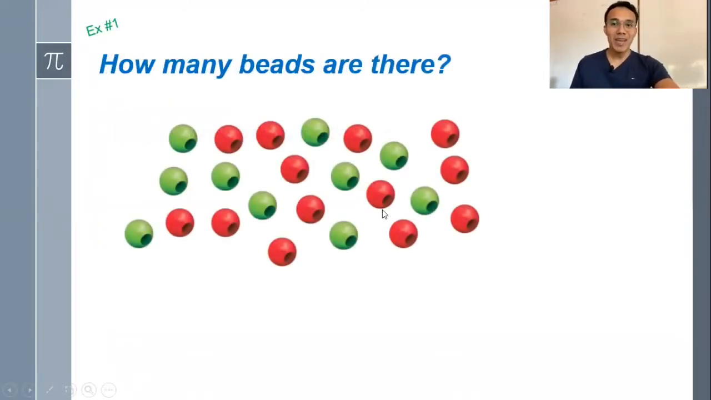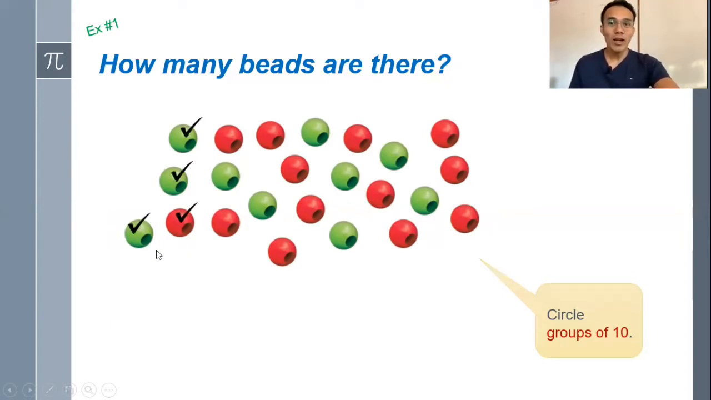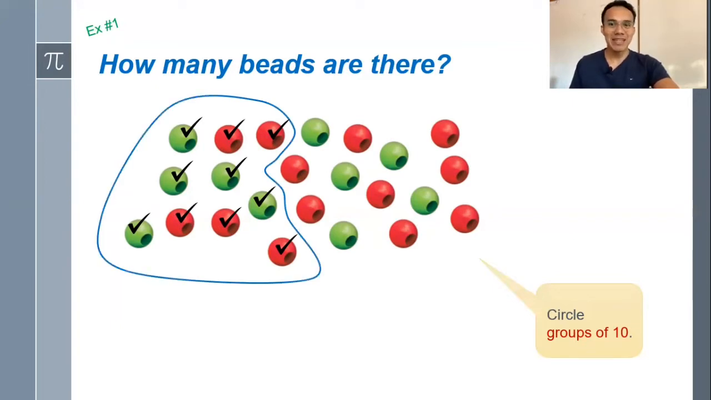I have here a lot of beads on the screen, and the question here is, how many beads are there? Remember the proper way of counting objects, especially if there are a lot of objects given. We are going to circle groups of 10. We are going to count 10 beads and draw a circle around them. Let's do this. We have here 1, 2, 3, 4, 5, 6, 7, 8, 9, and 10. Stop at 10. Draw a big circle around these 10 beads.